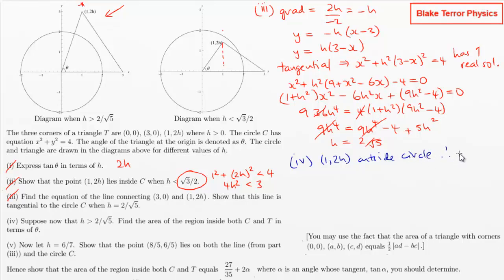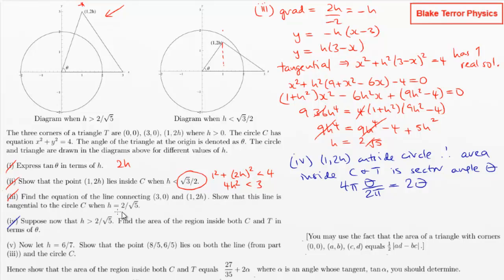Therefore, the area inside C and T is the sector of angle theta. So we're just going to have pi r squared. 2 is r, isn't it? So 4 pi times theta divided by 2 pi. So 2 theta.